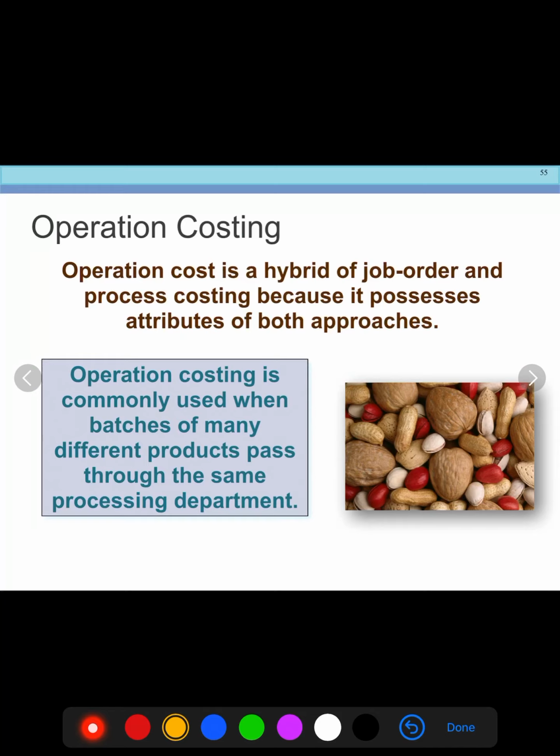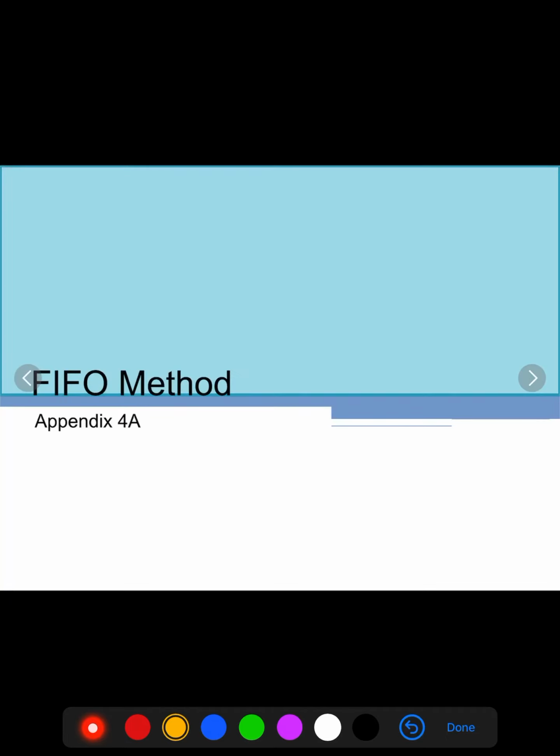Operation costing. Operation cost is a hybrid of job order and process costing system. So, because it possesses both the attributes of the two. Operation costing is commonly used when batches of many different products pass through the same processing department.